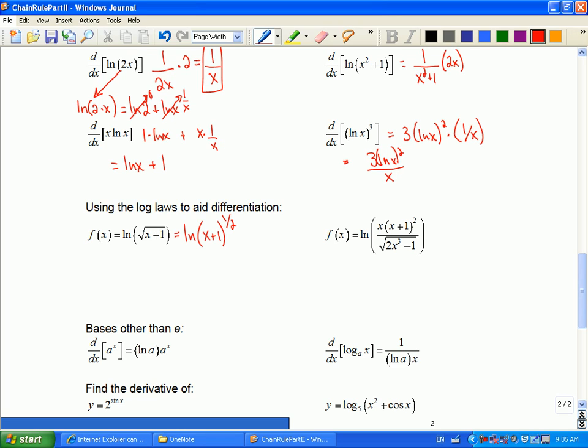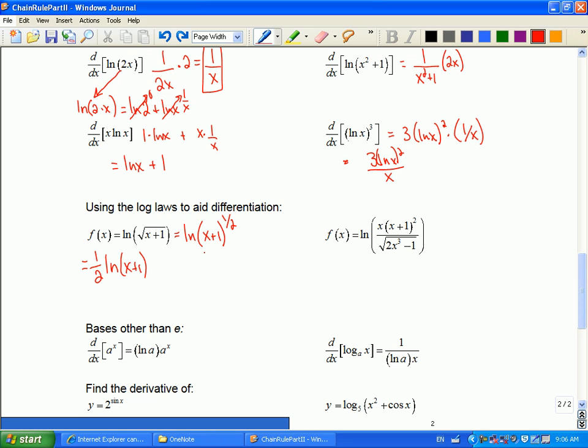What's the log law for exponents? Yeah, move to the front or multiply, right? So this would be the same thing as 1/2 natural log of x plus 1. So by using the log laws here, I've actually removed some of the complexities. I just have a constant times the natural log of x plus 1.